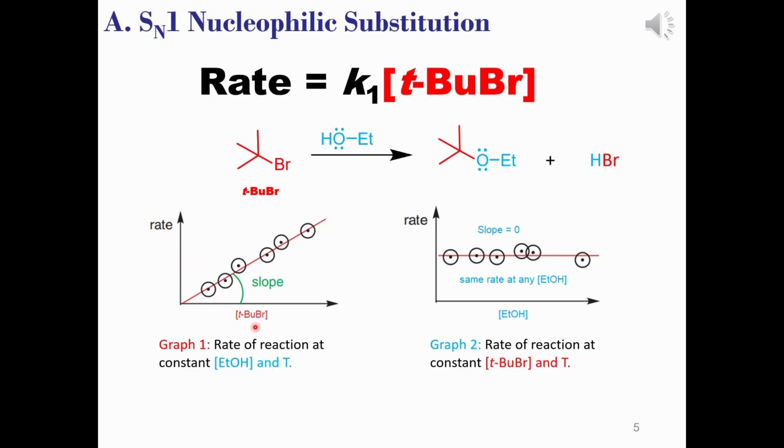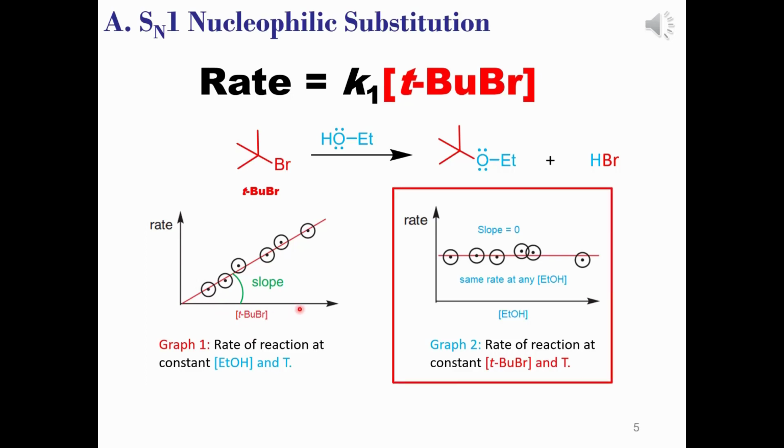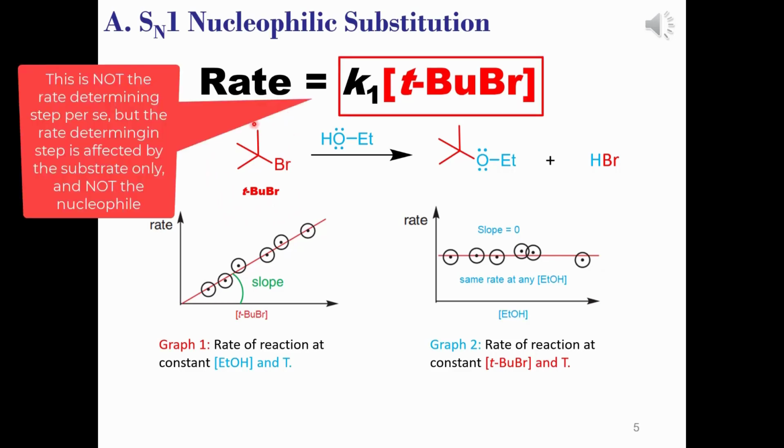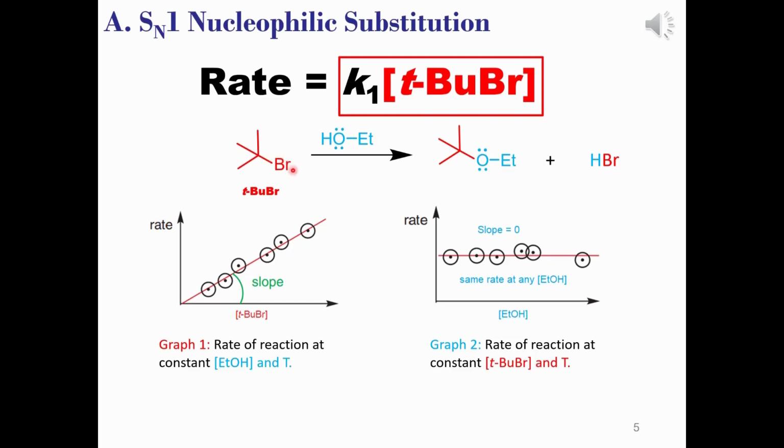However, if the same experiment is repeated, except this time we change the concentration of the ethanol to increasing concentrations at a constant concentration of tert-butyl bromide and a constant temperature, we can see that this has 0 order rate kinetics, which means then that the process only involves the tert-butyl bromide. And this means then that this is the rate determining step of the reaction, and that things occur in 2 parts. Let's have a look at what these 2 parts are now.